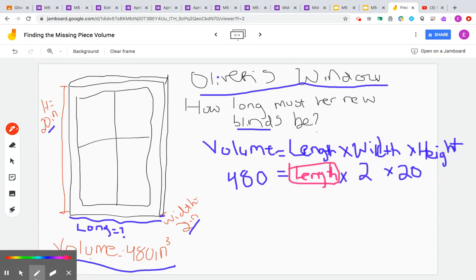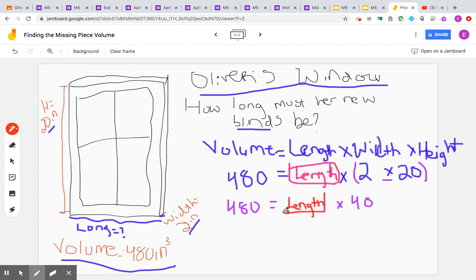Well, before I even think about that, I'm going to combine my width and my height using multiplication. So we have 480 is now equal to 2 times 20 is 40 times my length. And how can I figure out the length? We use multiplication to find the volume.